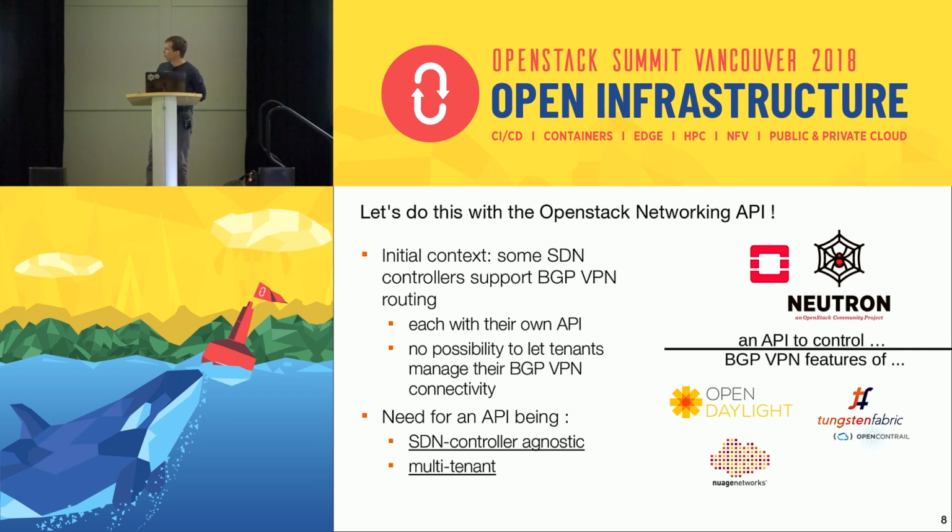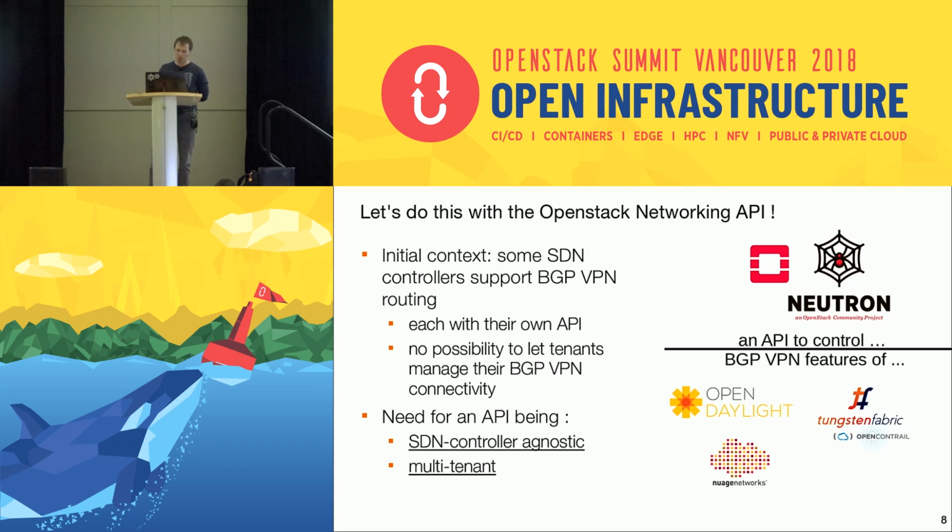But there are actually 2 key drawbacks with this. The first one is that each of these SDN controllers has their own API to use or to configure BGP VPNs, or the BGP VPN properties of virtual networks. And second, we lack the possibility to let tenants manage the VPN connectivity. Basically, if you want to allow a tenant to change the VPN identifier, it means that the tenant could actually send traffic into the virtual networks of his neighbor tenant.